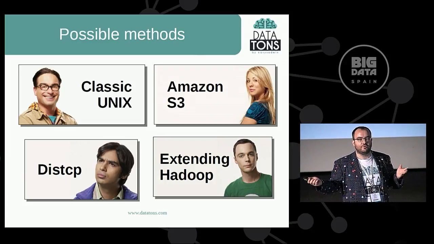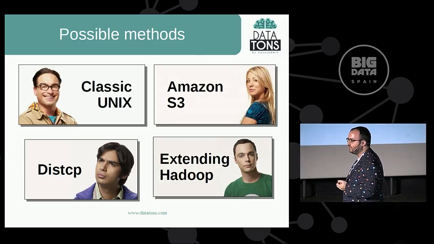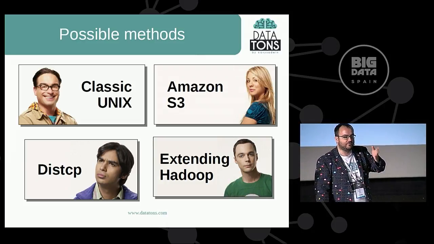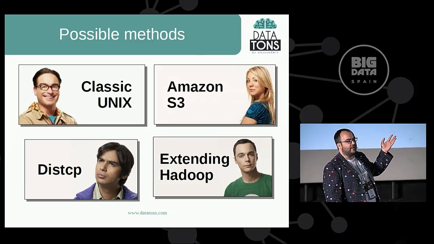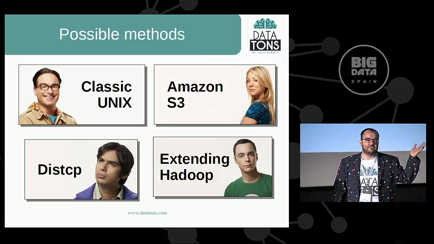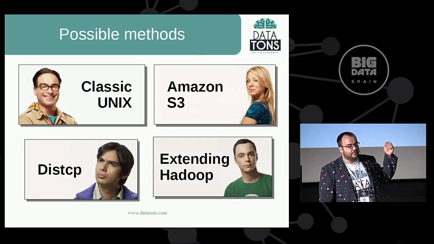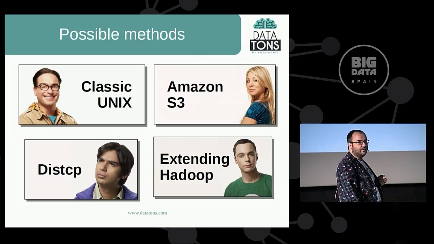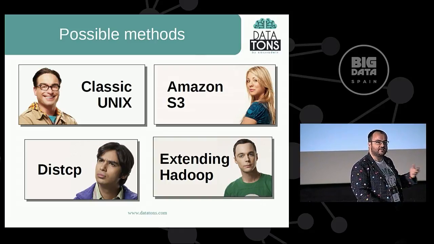I'm sure there are many more, but these are the first 4 that we could come up with and that we've seen. First of all, we have the classic Linux approach. We'll see more about that. Amazon S3, using that. DHCP, okay? And finally, we'll see how about extending Hadoop.